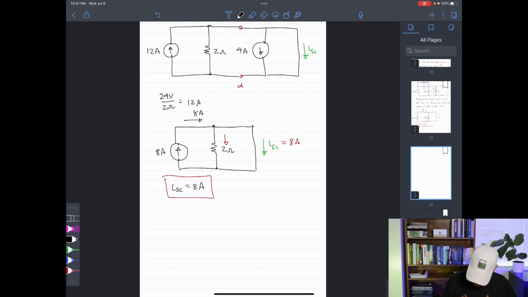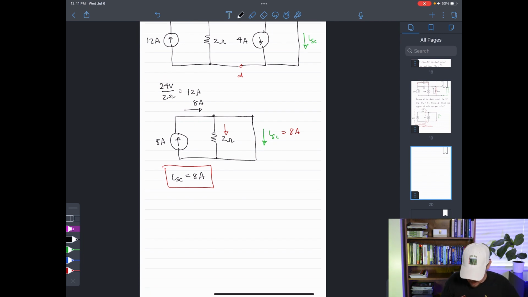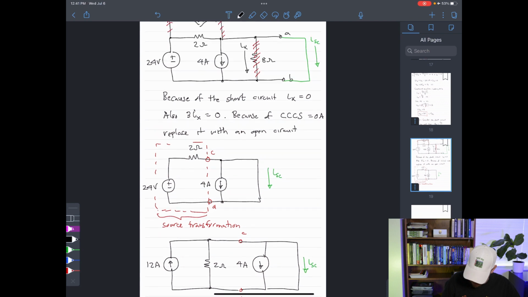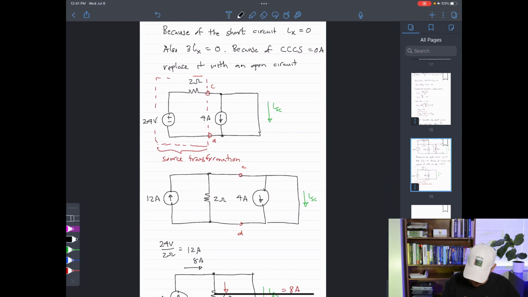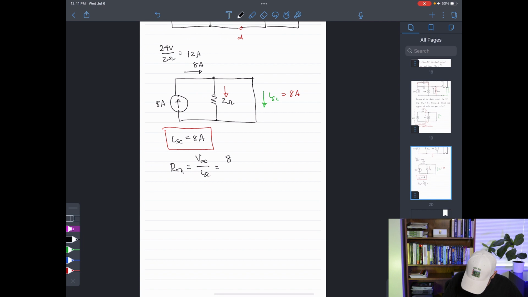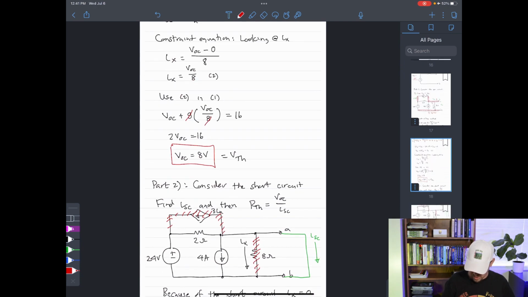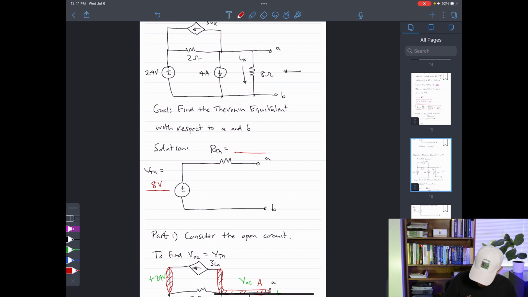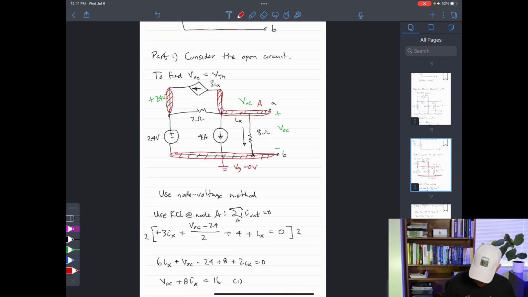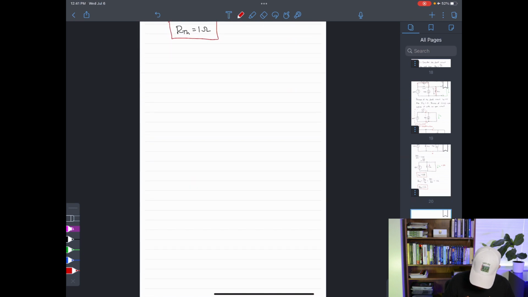So now we can go back to the relationship that we had before. The Thevenin resistance is equal to the open circuit voltage divided by the short circuit current. The open circuit voltage we found previously to be 8 volts. The short circuit current we now found to be 8 amps, therefore my Thevenin resistance is 1 ohm. This was the last piece of the puzzle that we needed to find our Thevenin equivalent. So we can now go all the way back to our solution. This is 1 ohm, and let's write it out very cleanly.